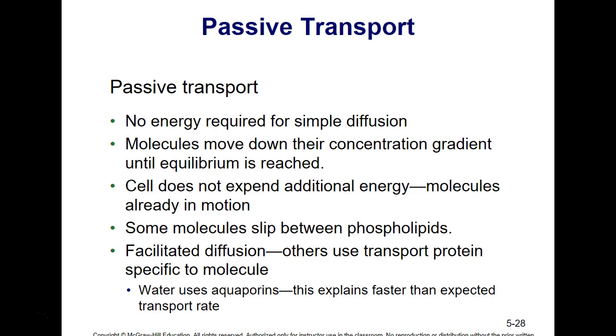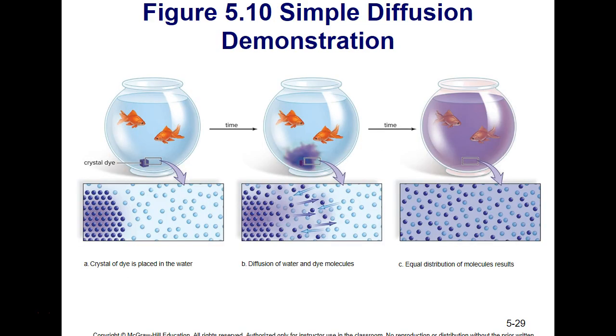So here, let's look at figure 5.10. Okay, this is an example of simple diffusion, which is also called passive transport. If you look at the first picture, you dropped some dye into the water. So they're highly concentrated on the left side. But the dye is going to start dissolving. And of course, the molecules are going to start moving because they're going to start colliding against each other. If you look at the second picture, you can see that the dye molecules are moving.